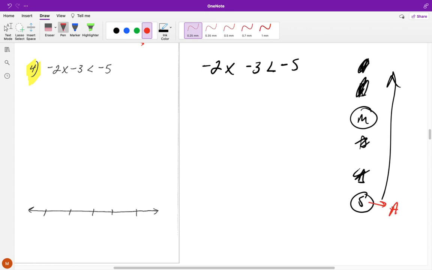The opposite of subtraction is addition. The opposite of multiplying is division. So I need to get rid of subtraction first. So I'll add the 3 to both sides. So negative 2x is less than negative 2. And now I'm multiplied by negative 2, so I need to divide by negative 2.